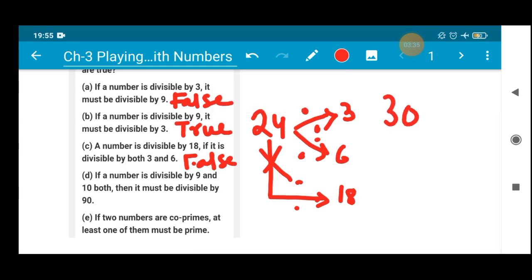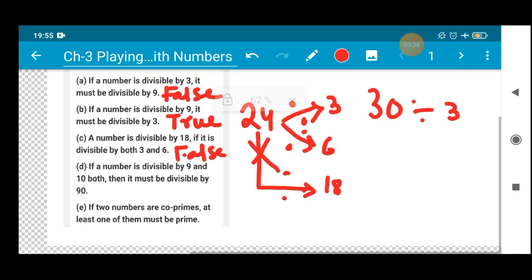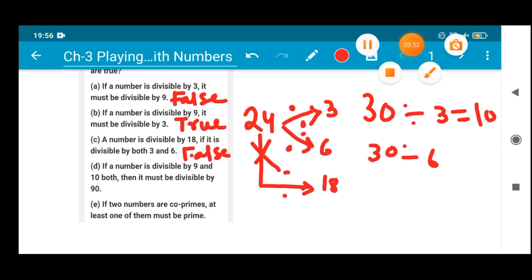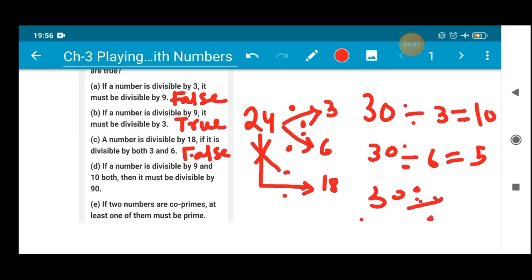Let's see 30. 30 can be divided by 3, 3 tens are 30. And 30 can also be divided by 6, that is 6 fives are 30. But can this 30 be divided by 18? No. It cannot divide. 30 cannot be divided by 18. 18 twos are again 36. So hence this is proof that it is not compulsory that a number is divisible by 18 if it is divisible by both 3 and 6. So this statement is absolutely incorrect.